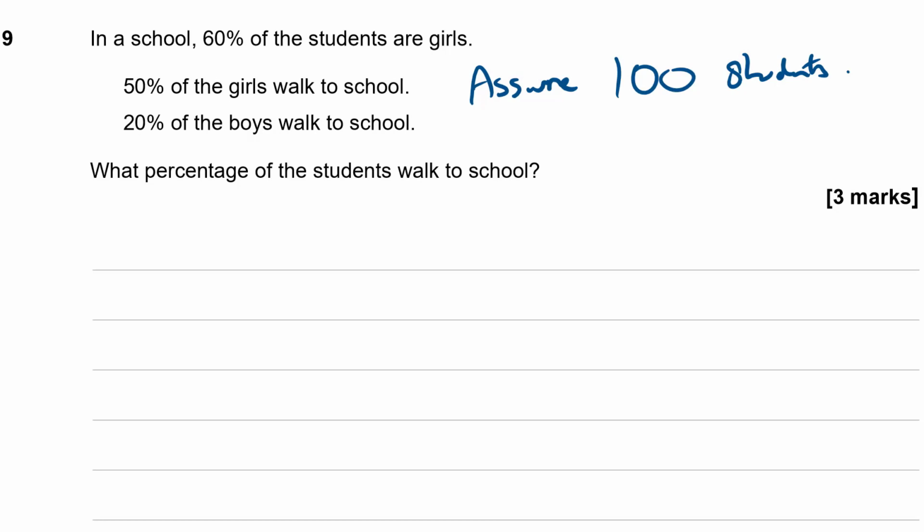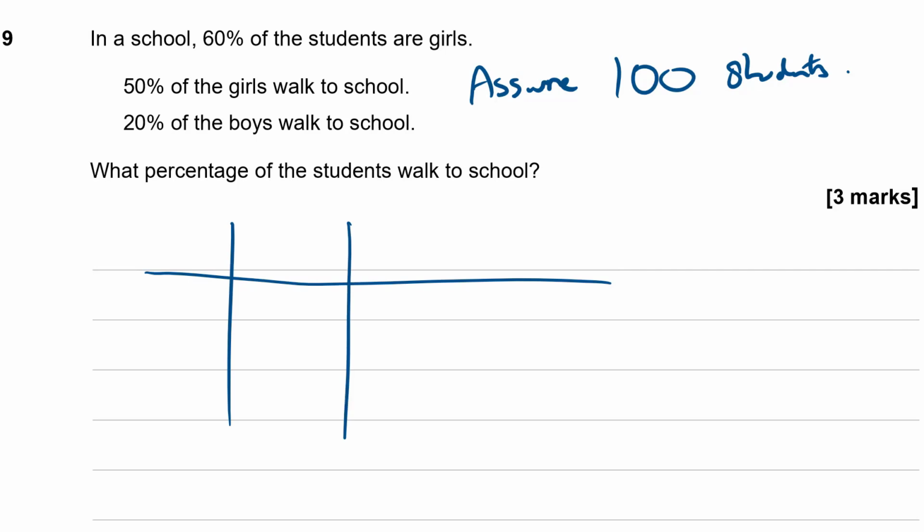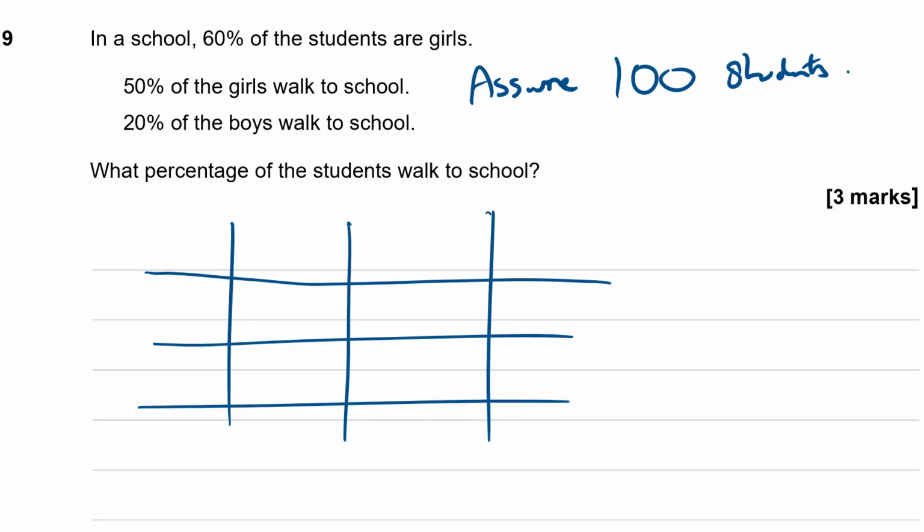Okay, now I'm going to try and collect all this information in a two-way table because we've got two quantities. We've got boys, girls, walk to school, doesn't walk to school. So I'm going to make a two-way table, a bit like this. So this is going to be my boys, girls, walk to school, doesn't walk to school. Now I know that altogether we've assumed there are 100 students. I'm going to write that down there in the bottom right corner.